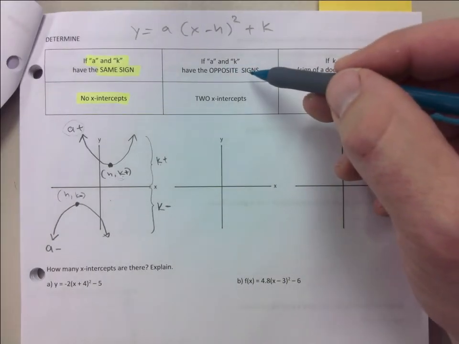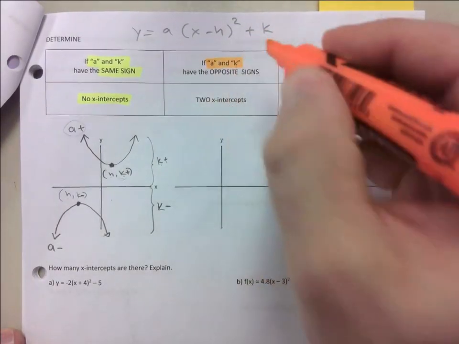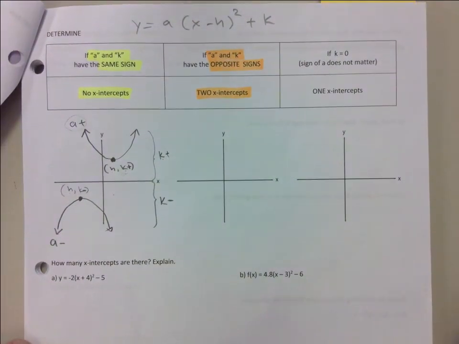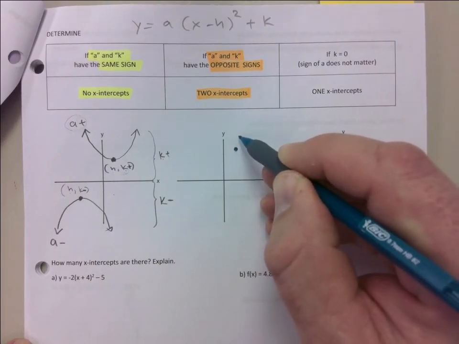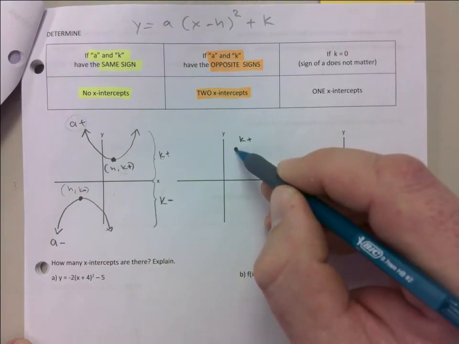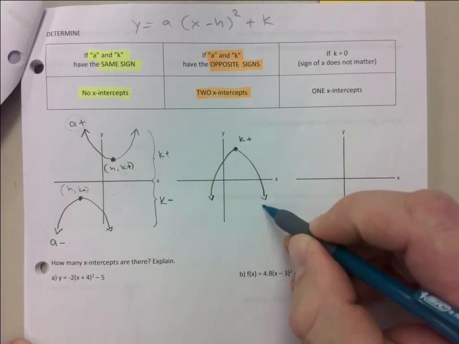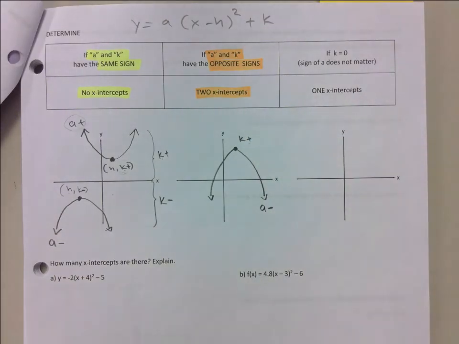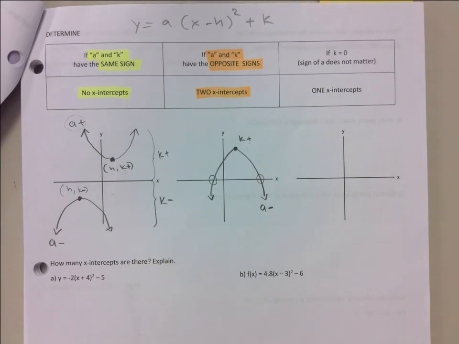If A and K have opposite signs, then you have two x-intercepts. I'm going to use a different color for this one. If they have opposite signs, you've got two x-intercepts. Meaning, if the vertex is somewhere in here, K would be positive, right? If it points down, A is negative. So if the signs of A and K are opposite in any combination, you're going to have two x-intercepts guaranteed.